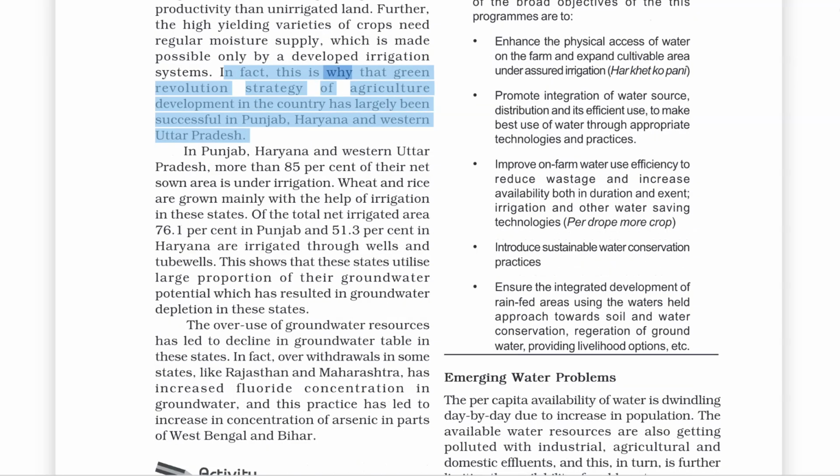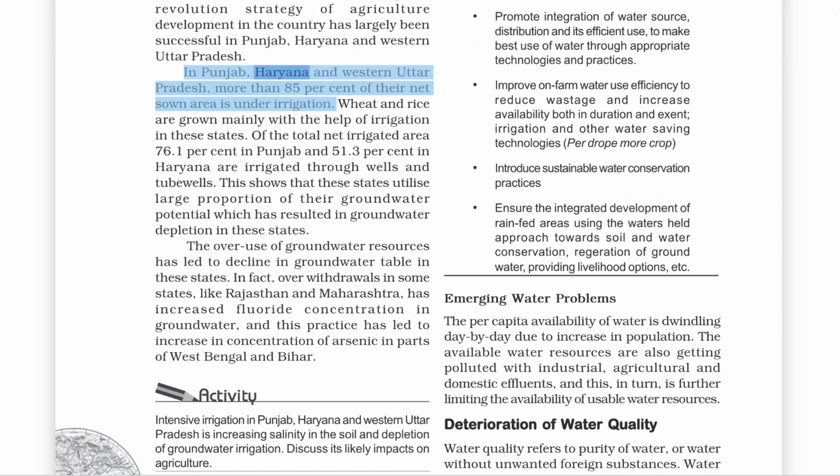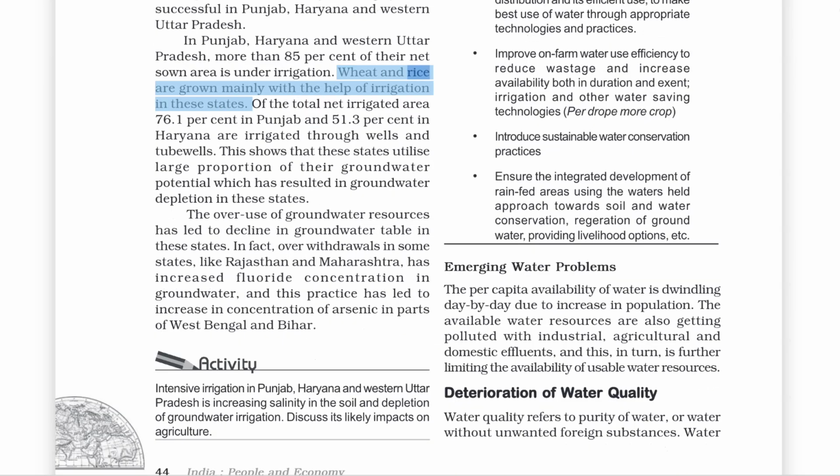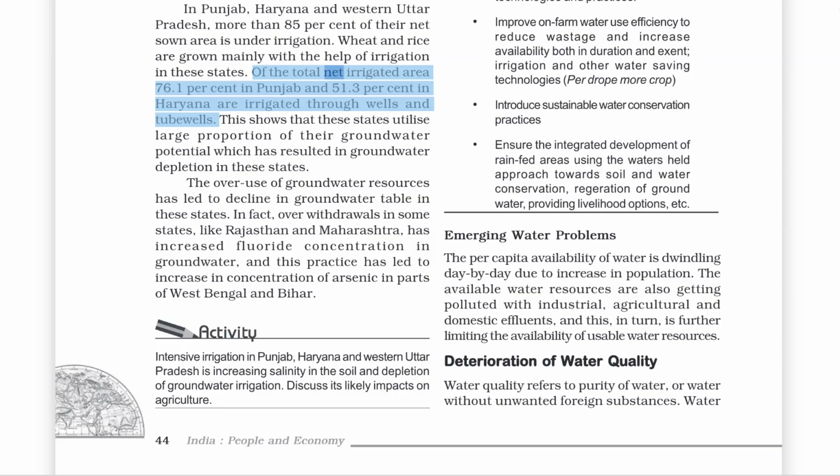In fact, this is why the green revolution strategy of agriculture development in the country has largely been successful in Punjab, Haryana, and Western Uttar Pradesh. In Punjab, Haryana, and Western Uttar Pradesh, more than 85% of their net sown area is under irrigation. Wheat and rice are grown mainly with the help of irrigation in these states. Of the total net irrigated area, 76.1% in Punjab and 51.3% in Haryana are irrigated through wells and tube wells.